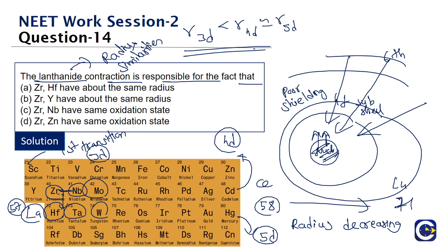So if you look at the options, what is the correct one? Zirconium and hafnium will have almost the same size or same radius. This is happening because of the lanthanide contraction.